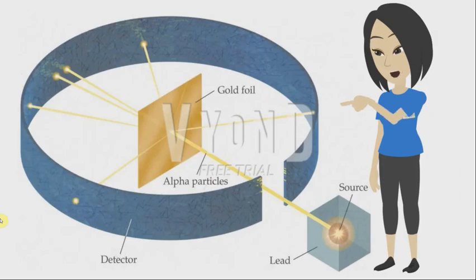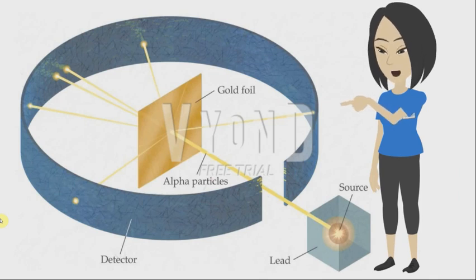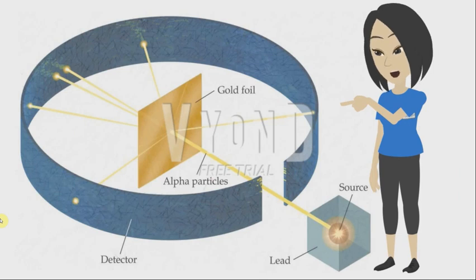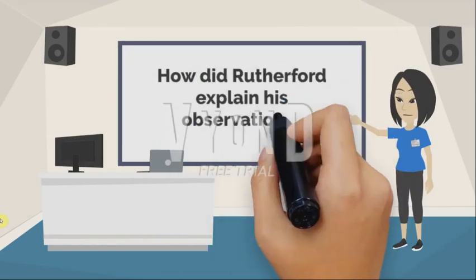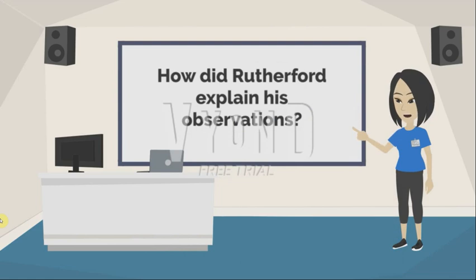Exactly. Most of the alpha particles did move in a straight line, but this was not the strange thing. What's strange is that a small number of alpha particles deflected after passing through the gold foil. Also, a small number of alpha particles reflected as if they didn't pass through the gold foil. But how did Rutherford explain his observations?